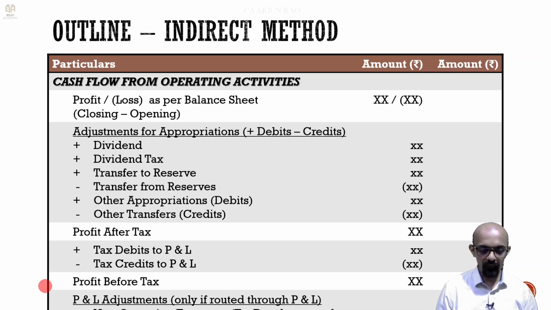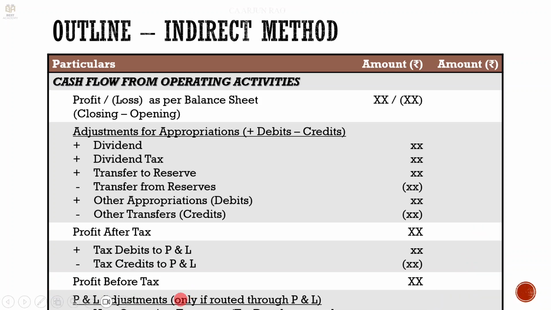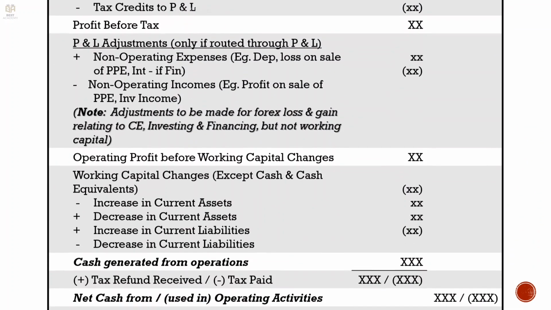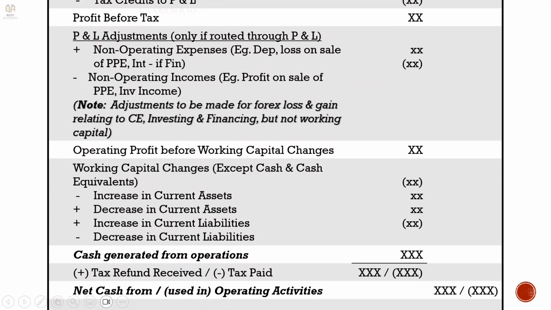So, it follows that if you start with profit before tax, or if this is given in the question, then you do not have to make any of these adjustments. So, when you start with profit before tax, you need to make P&L adjustments. The P&L adjustments to be made, along with the logic of why they are to be made, is explained in a separate YouTube video. You can go through that video.